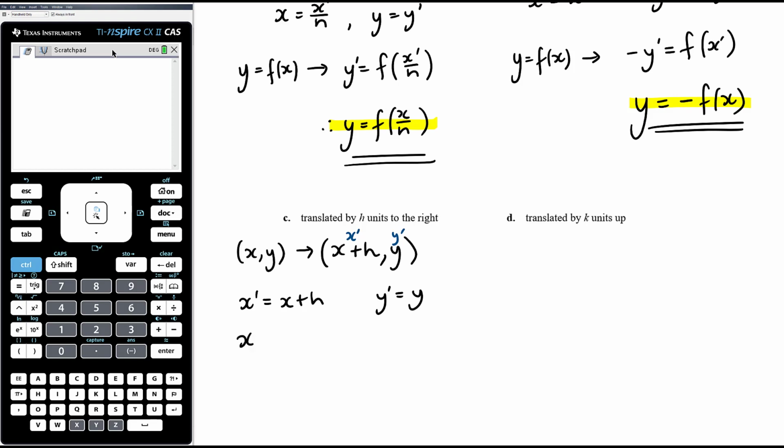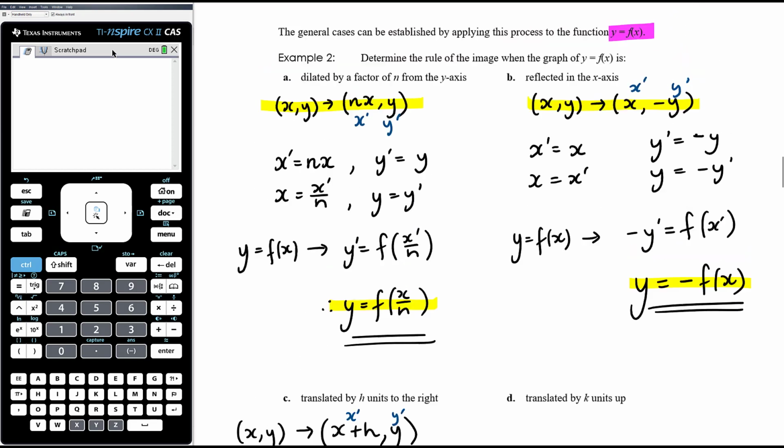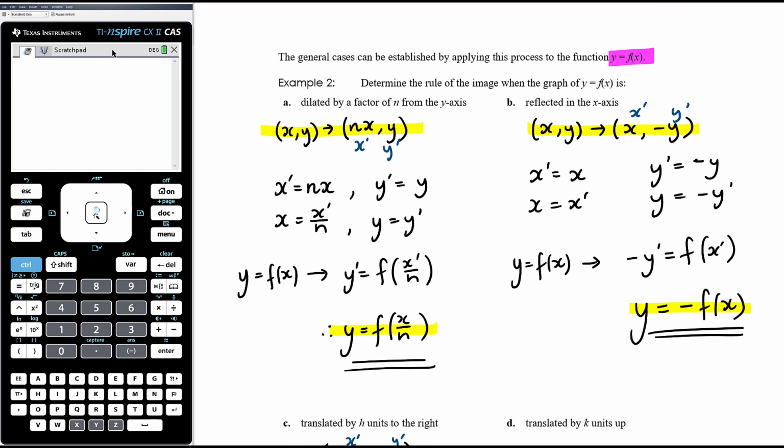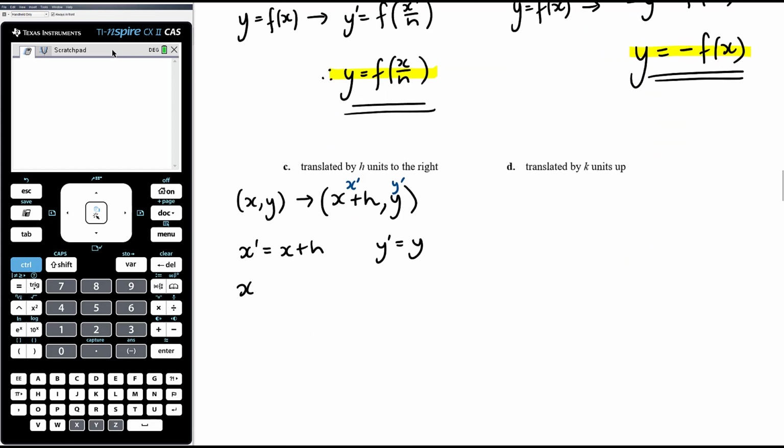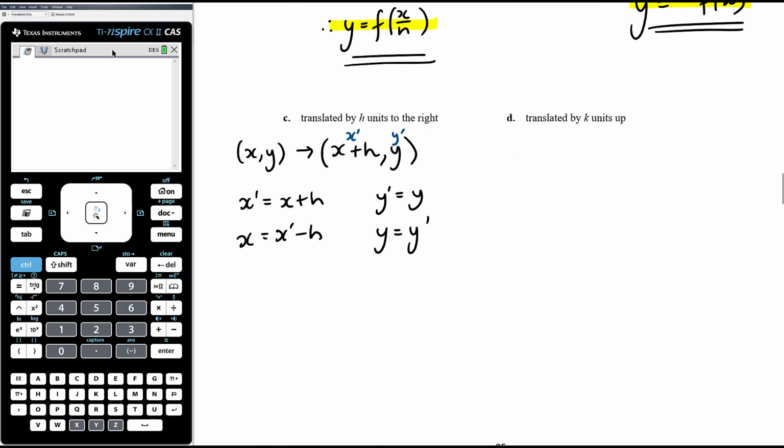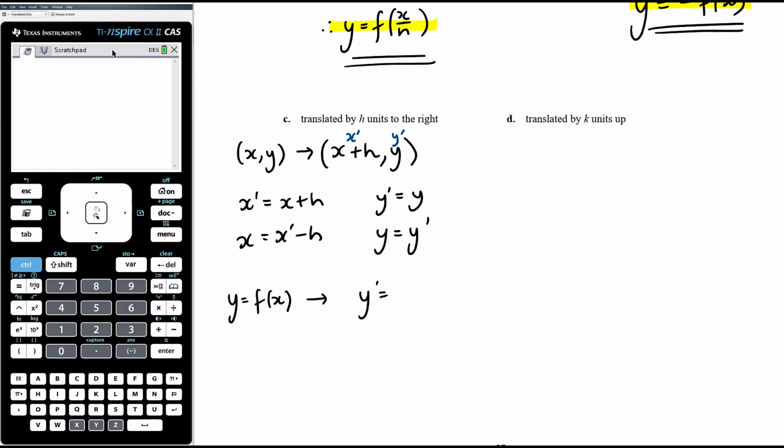So we want to make x and y the subject because we want to substitute into this rule which has x and y in it. So x equals x dash minus h, and that's where that plus turns into a minus, and y equals y dash, and now we can substitute y equals f of x, replacing y with y dash, and x with x dash minus h.